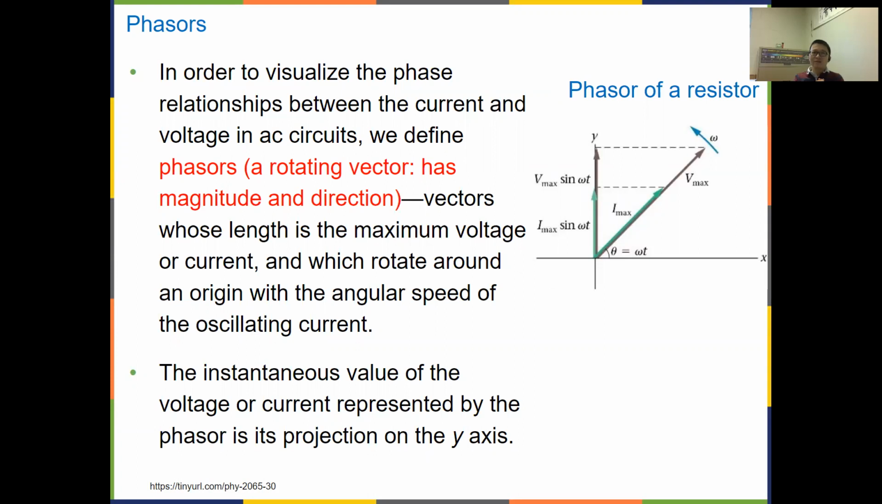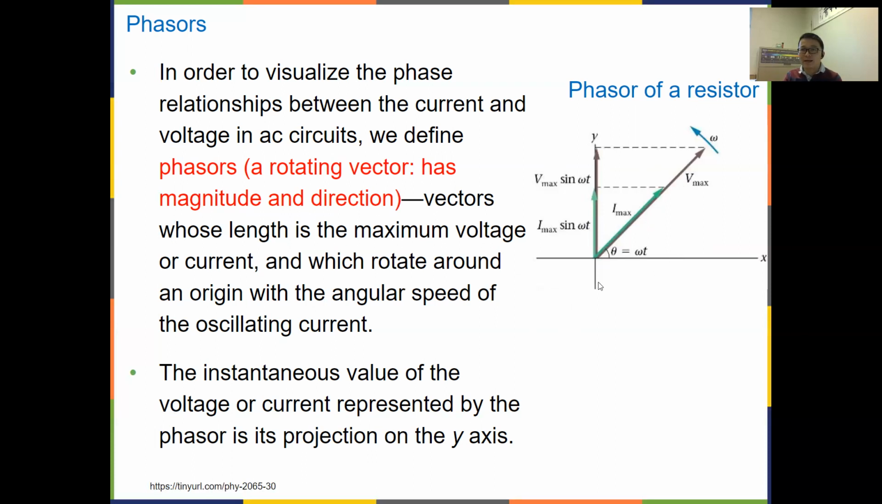The definition of a phasor: a phasor is a rotating vector that has magnitude and direction. This rotating vector has a length of the maximum voltage if we are talking about the voltage phasor, or the maximum current if we are referring to a current phasor. It rotates around the origin with an angular speed equal to the angular frequency omega, where omega is equal to 2 pi times f.